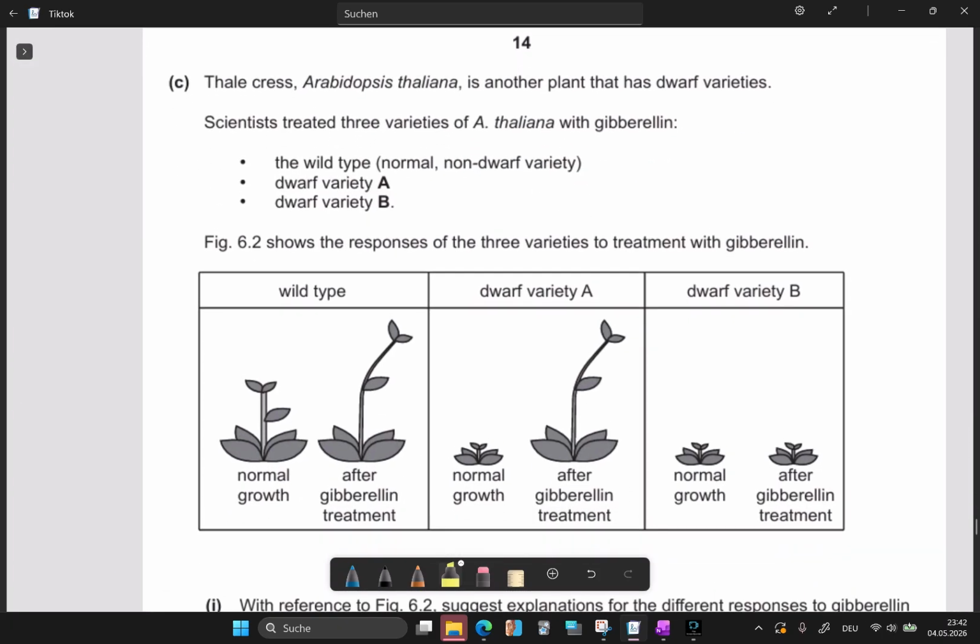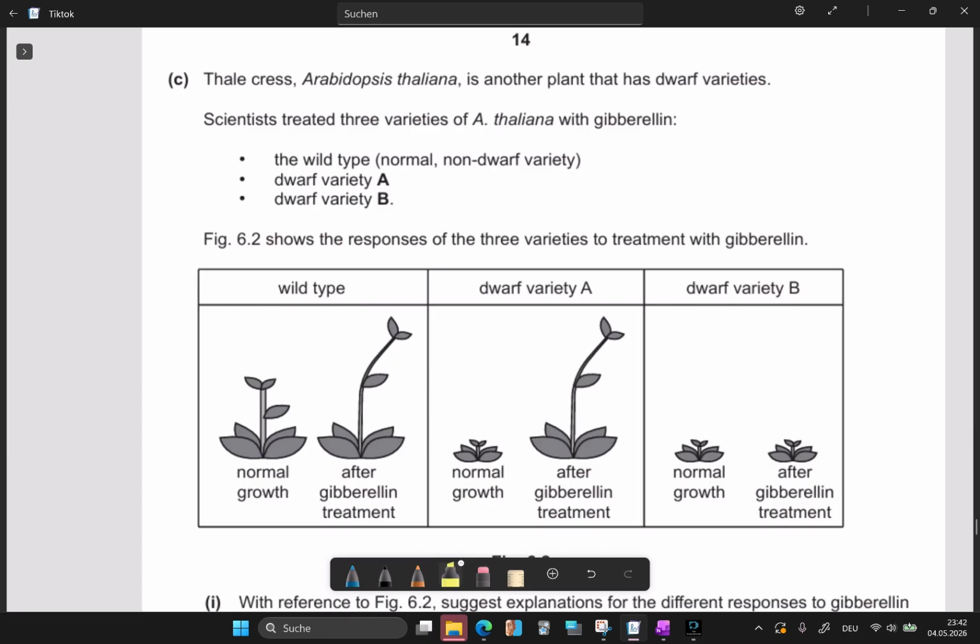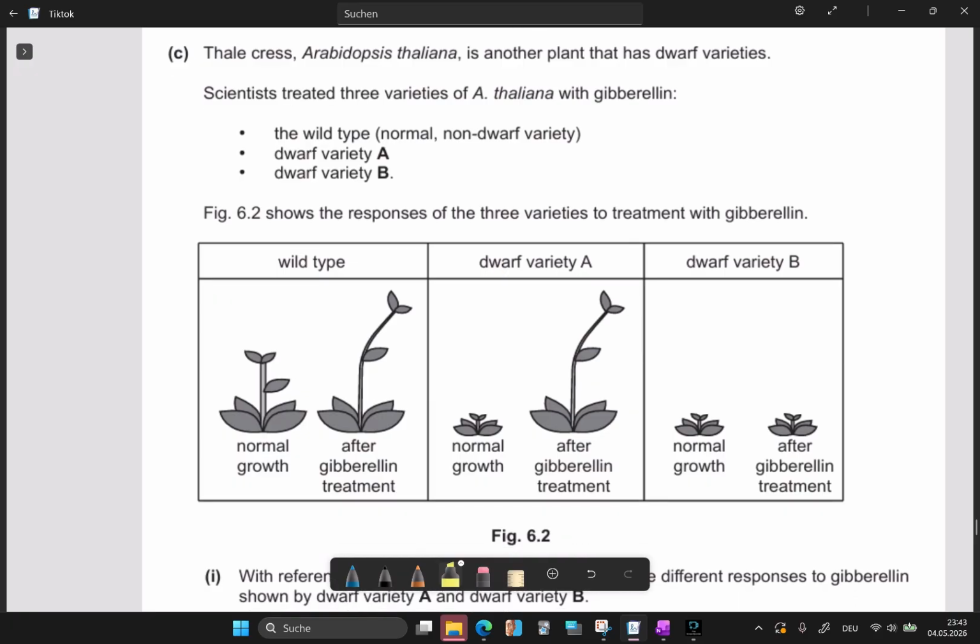This question was telling us that we have dwarf varieties. Okay, so the scientists treated 3 varieties. So we have 3 varieties, and they treated them with gibberellin. Okay, we have the wild type. This is the control, and there was dwarf variety A and B. So those were 2 dwarf varieties, and this is a wild type for comparison.